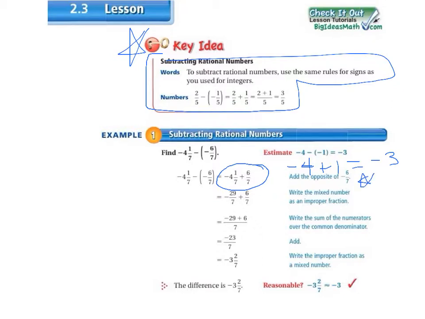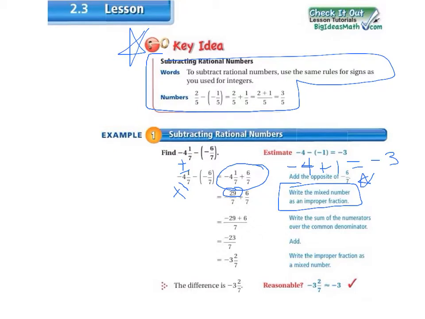-6/7, and we'll write the mixed number as an improper fraction so that we can add easily. And so that becomes -29/7. As a review from last year, you multiply the denominator times the whole number, so 7 times 4 is 28, and then you add the numerator. 28 plus 1 is 29, and that gives you your new numerator, so that's where we got the 29/7.